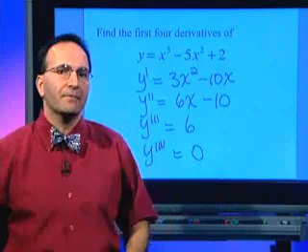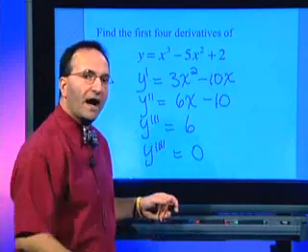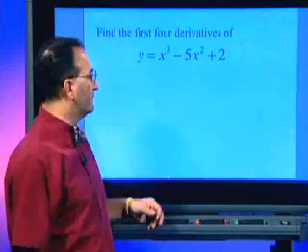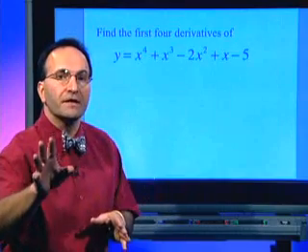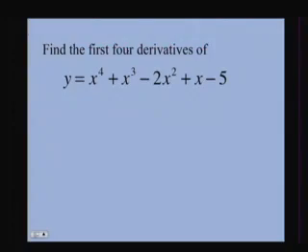Well, now it's time for you to try a problem on finding the higher order derivatives. I would like you to find the first 4 derivatives of the equation y equals x to the 4th plus x cubed minus 2x squared plus x minus 5. Pause the video while you work on this problem, and when you're finished, restart the video to check your solution.